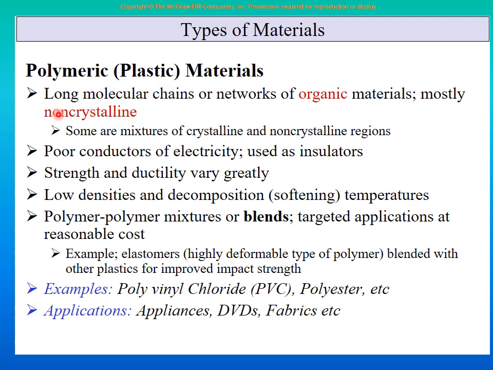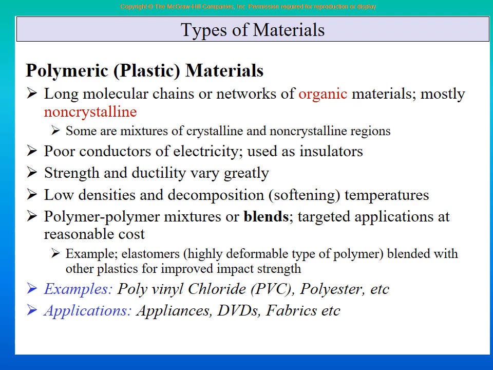Second, they are mostly non-crystalline. Metals were crystalline, remember. These are mostly non-crystalline in nature. When we go back to the chapter on crystals, then we will say this is BCC, this is FCC, this is HCP. These are different types of crystal structures.